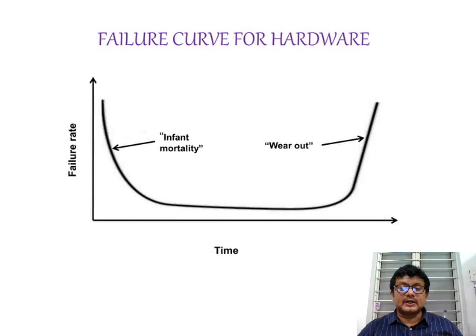Here you can see the failure curve for hardware. On the x-axis we have the time and on the y-axis we have the failure rate. So we start with infant mortality, and at the last point you can see it is going to wear out. As time passes, we can see that the hardware is going to wear out.